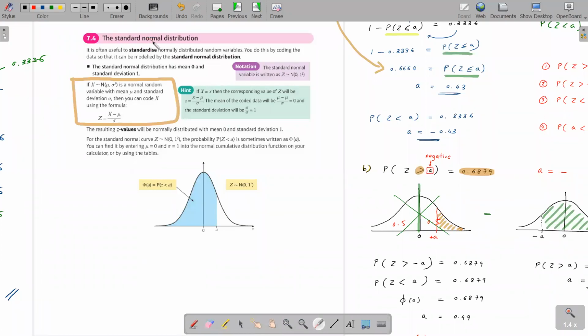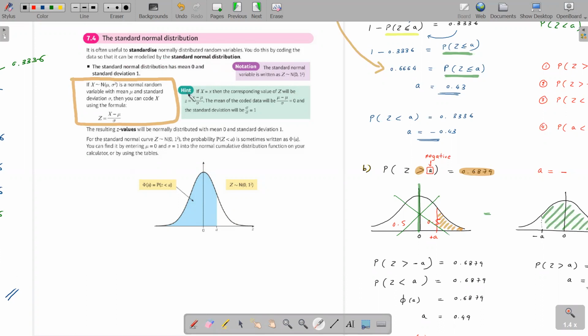Okay, guys, so we'll now move on to the next part of the lesson, the standard normal distribution. Let's see what's happening here. It is often useful to standardize normally distributed random variables. You do this by coding the data so that it can be modeled by the standard normal distribution.